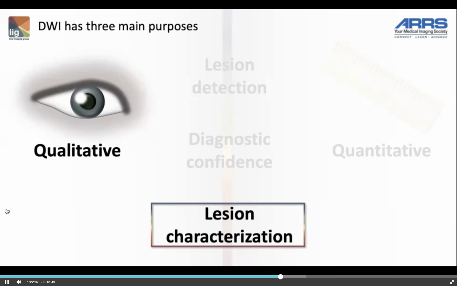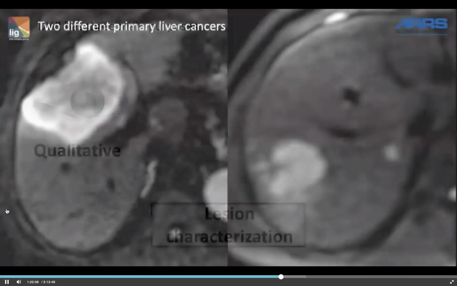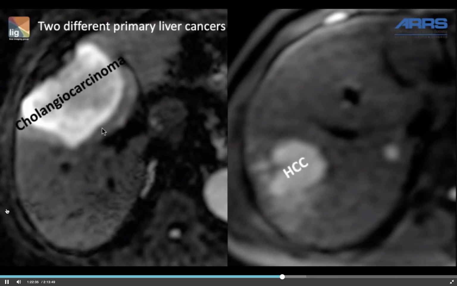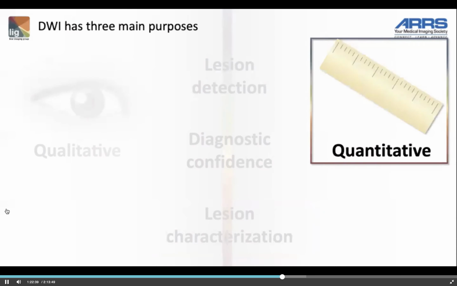Finally, lesion characterization. This is just a review of some of the beautiful pearls that Dr. Cherniak and Dr. Fowler taught us about yesterday. I'm not going to spend a lot of time on this. We have 2 patients. Each patient has a primary liver cancer. One of these is a cholangiocarcinoma. One of these is an HCC. Remember what Drs. Cherniak and Fowler taught us yesterday, that if you see a targetoid appearance, think cholangiocarcinoma. And here we see a targetoid appearance on diffusion. This is a cholangio, and this is an HCC.